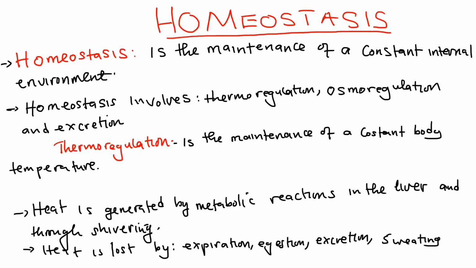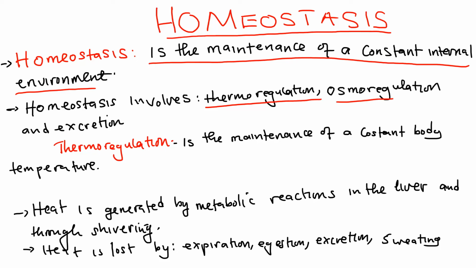What is homeostasis? Homeostasis is simply the maintenance of a constant internal environment. That is how you define homeostasis. Now, what does homeostasis involve? You can say homeostasis involves thermoregulation, osmoregulation, and excretion.